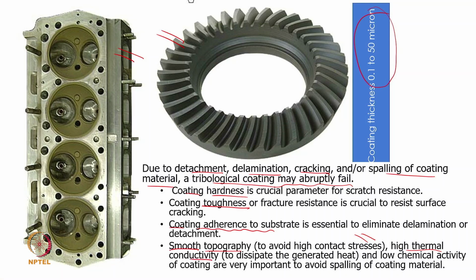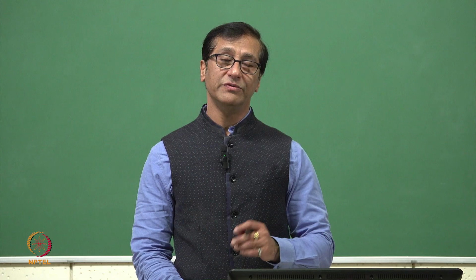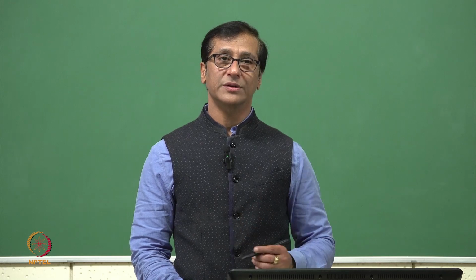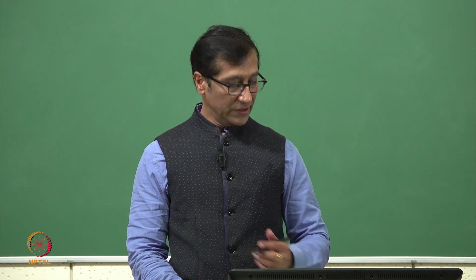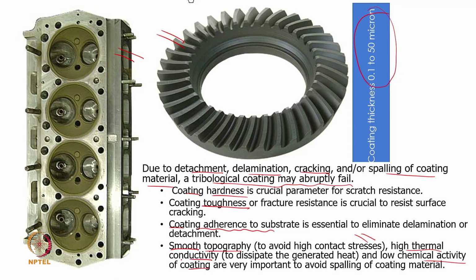Sometimes we require high thermal conductivity, particularly in EV vehicles. In this case, those things are important, where the electric conductivity will be very important. Sometimes we require very low chemical activity, we want corrosion resistance, that is also a requirement from a coating. So these are the important aspects, particularly when we consider the engine case.